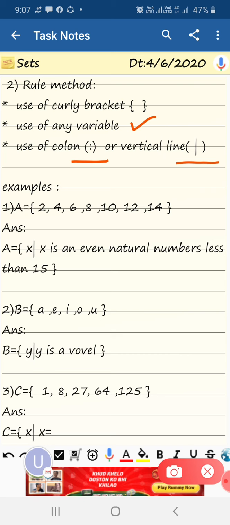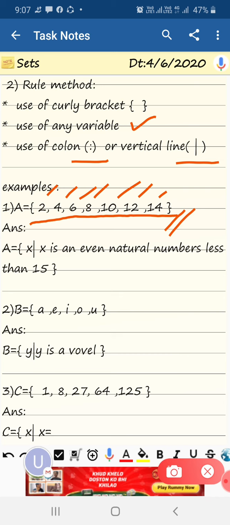So the example is 2, 4, 6, 8, 10, 12 and 14. First look at this listing method. If we observe carefully, what we will see here, these are the natural numbers, even natural numbers, isn't it? 2 is an even natural number, 4 is even, 6, 8, then 10, 12 and 14. So these are all natural numbers, but up to 14. So the limitation is up to 14.